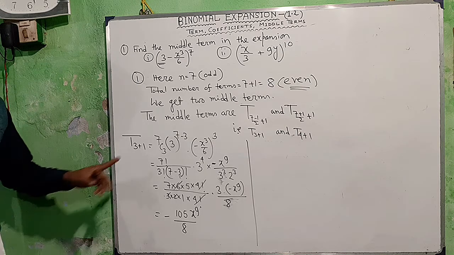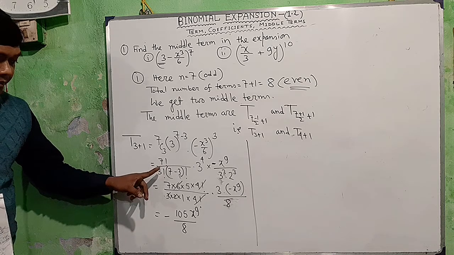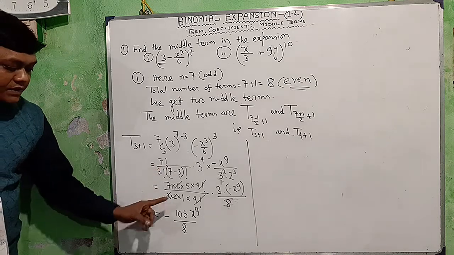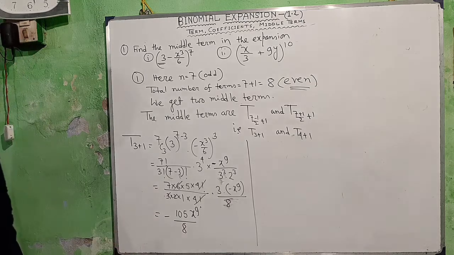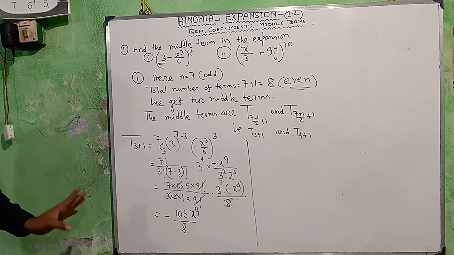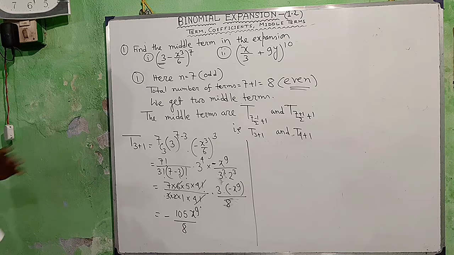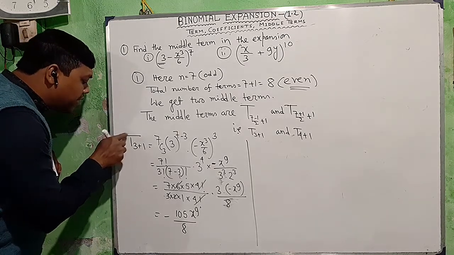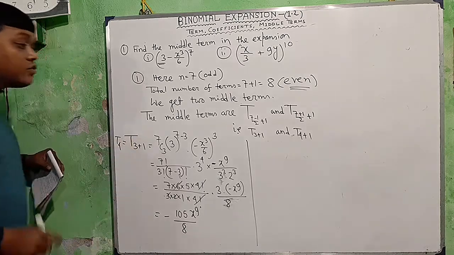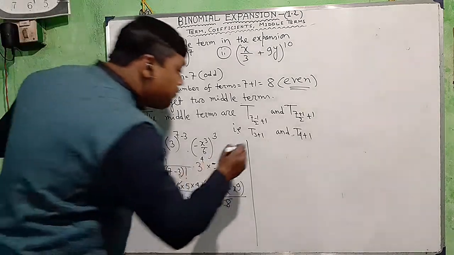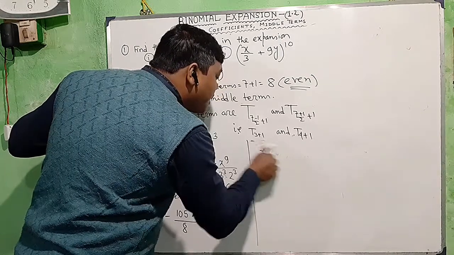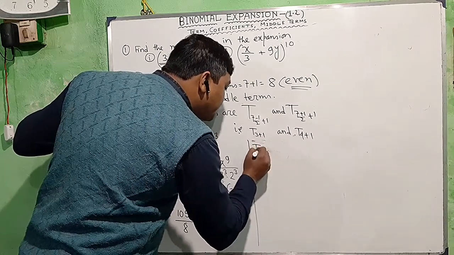So you see the calculation step by step. Just that gives minus 105 x to the power 9 by 8, that is the first middle term, t3 plus 1, or t4 you can write down also, that means t3 plus 1. So another middle term is t4 plus 1.